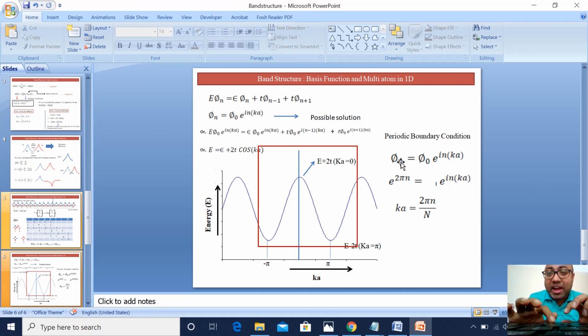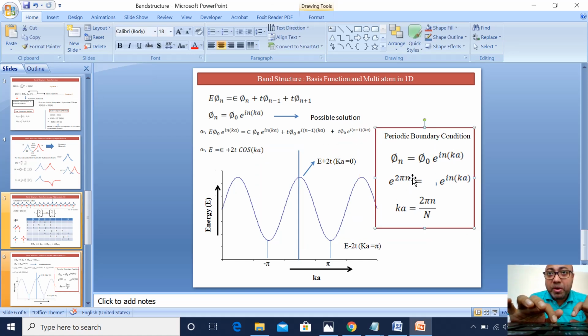Because phi n is equal to phi 0 e to the power i n k a, it is exactly the same as a 360 degree rotation. If you travel by 360 degrees, because it is a periodic boundary condition, it looks like you have traveled up to this point. Now this one exactly matches this one, so you have to wrap it around. That is 360 degrees, right? The same thing is happening here, with multiplication of this 360 by some integer. We just refer to our discussion from the first semester. So 2 pi n, and then k is equal to 2 pi n by N.